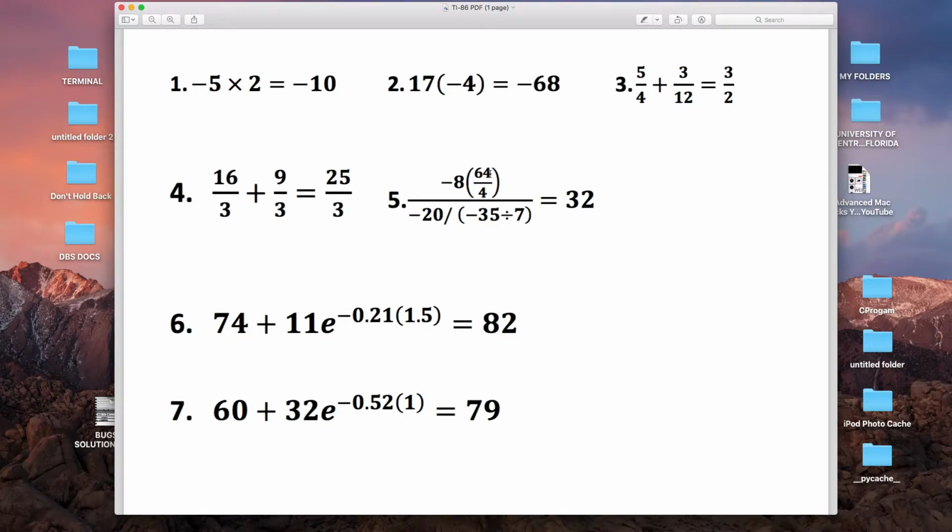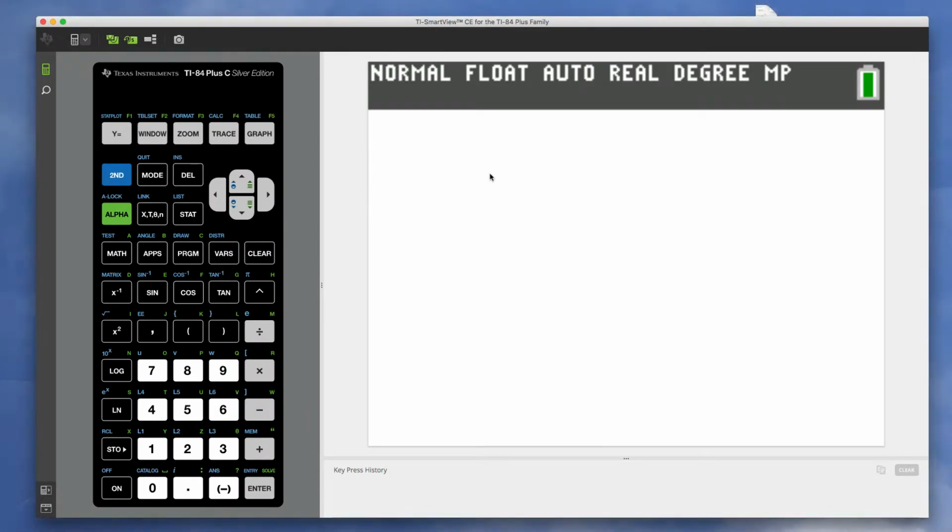I have a TI-84 Plus calculator, and it looks just like your TI-86, and assuming that it has basically the same features, and yours probably has more since it's an 86. So we're going to start out with the first problem, which is -5 times 2.